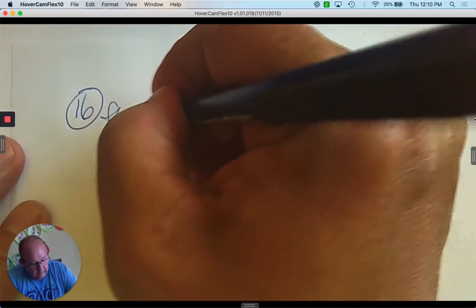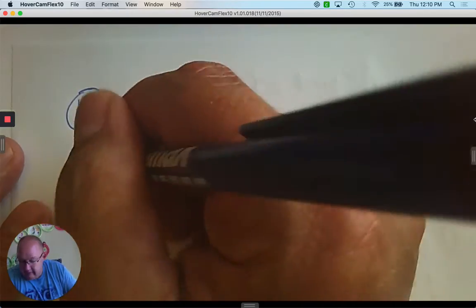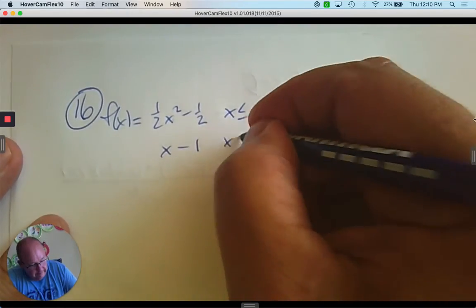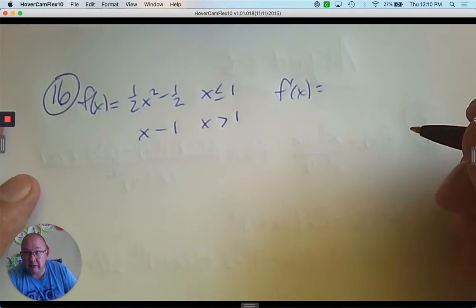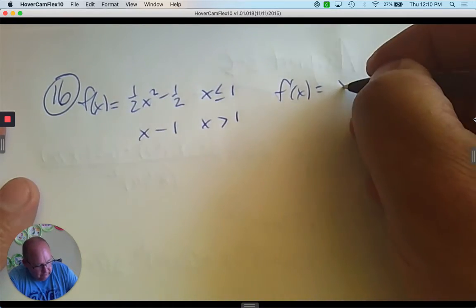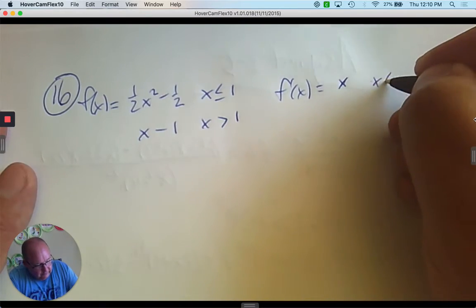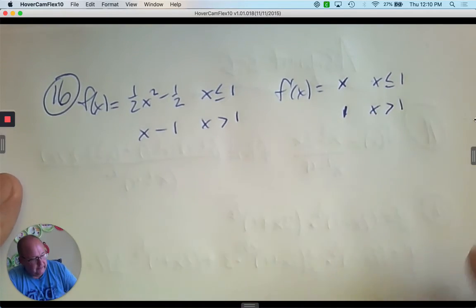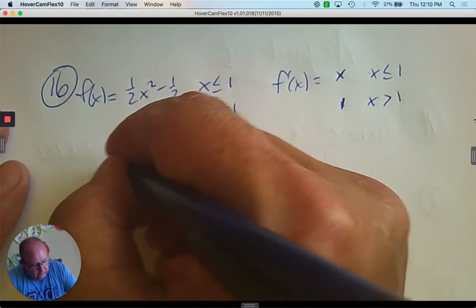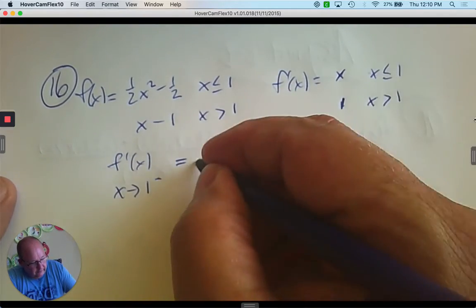For number 16, the piecewise is f at x equals 1/2 x squared subtract 1/2. Step 1, we're going to take the derivative right away. So the derivative of the top and the derivative of the bottom there. So 2 times 1/2, that's just x, subtract 1 to the exponent, and the derivative of negative 1/2 is 0. So there's the derivative at the top. Here the derivative is 1 when x is greater than 1. And so let's try this. First of all, the derivative as x approaches 1 from the left, that's the top piece. Plug in 1, the answer is 1.